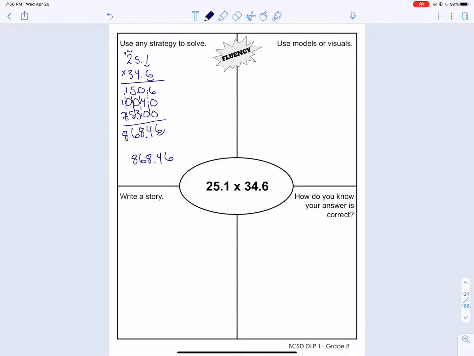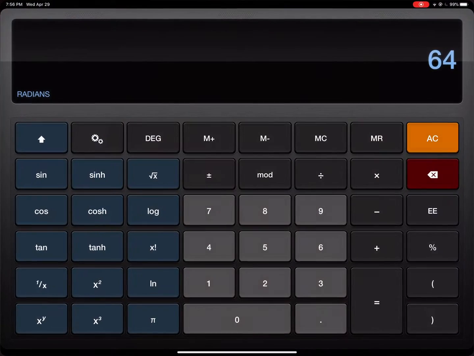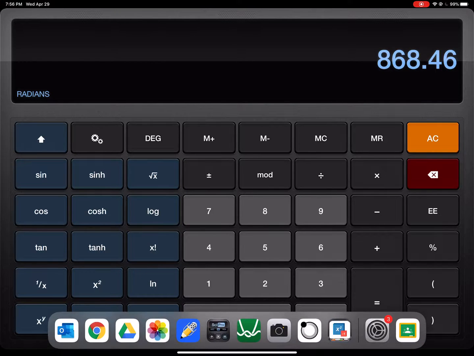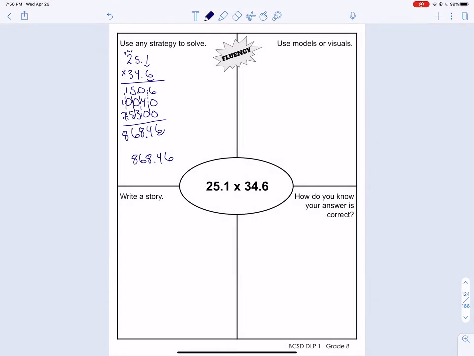All right, so let's just check to make sure using a calculator. So 25.1 times 34.6. We get 868.46. Okay, we're good. All right, so we used a strategy to solve it, not the only possible way. And then on the bottom right, it says, how do we know?